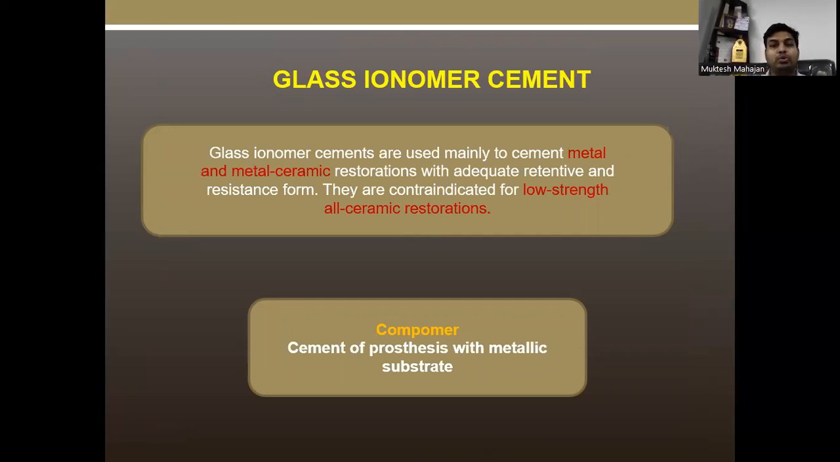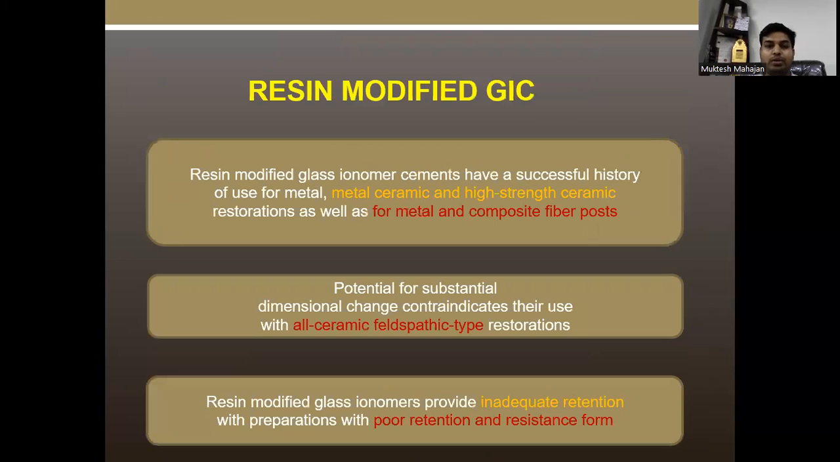Glass ionomer cements are used mainly to cement metal or metal ceramic restorations with adequate retentive and resistance form. They are contraindicated for low strength all ceramic restorations. Compomer cement is for use with a metallic substrate.